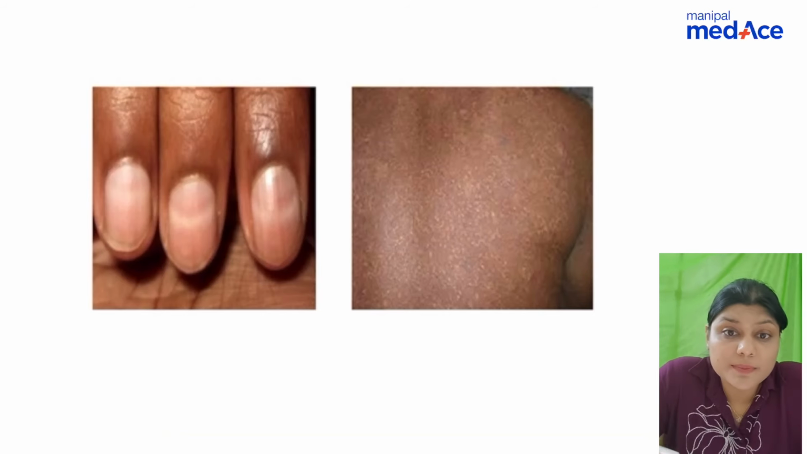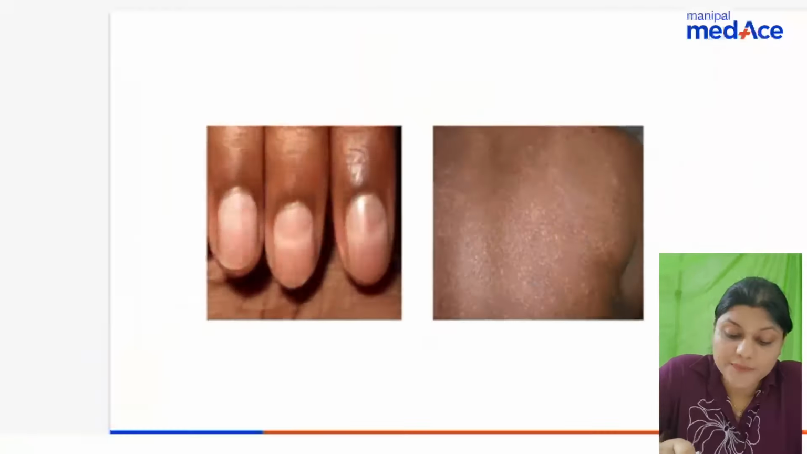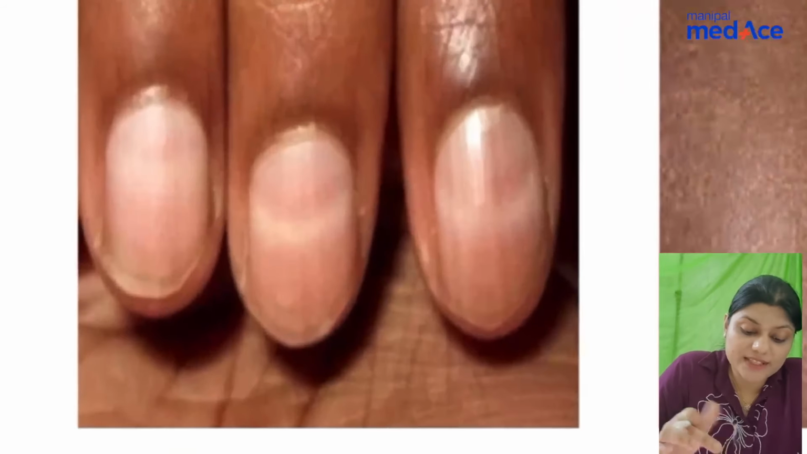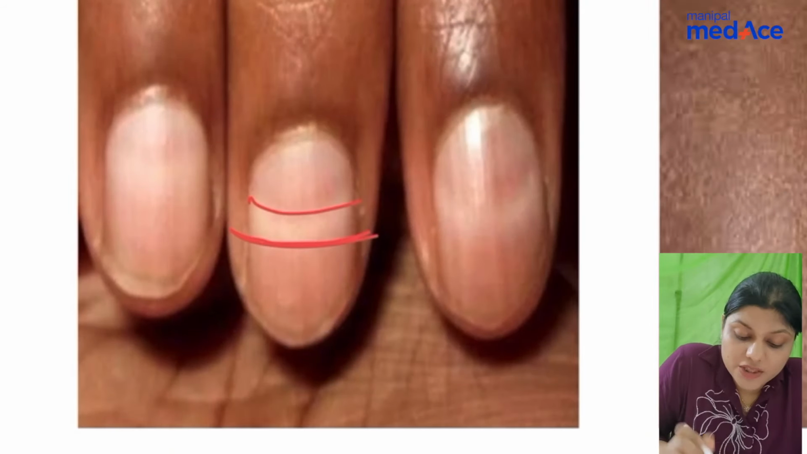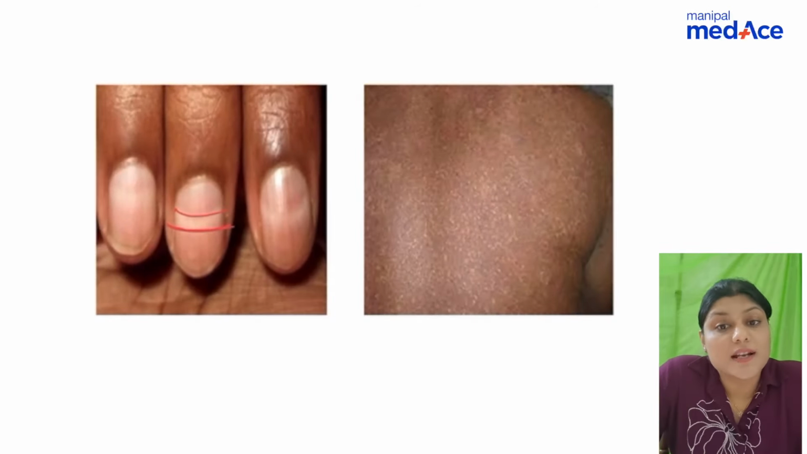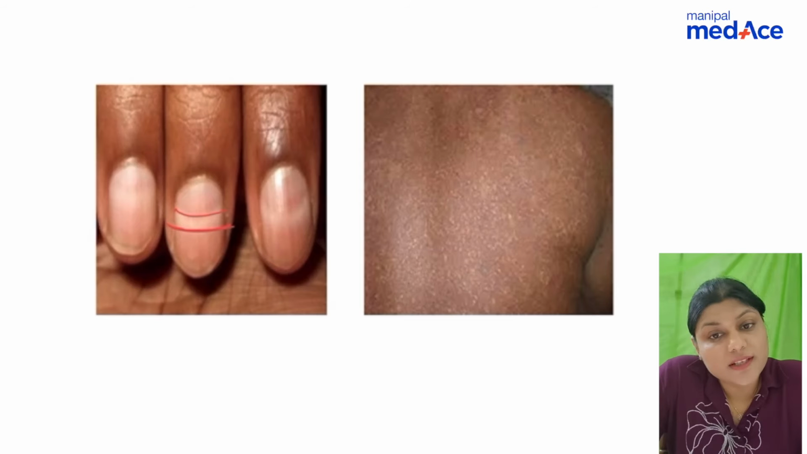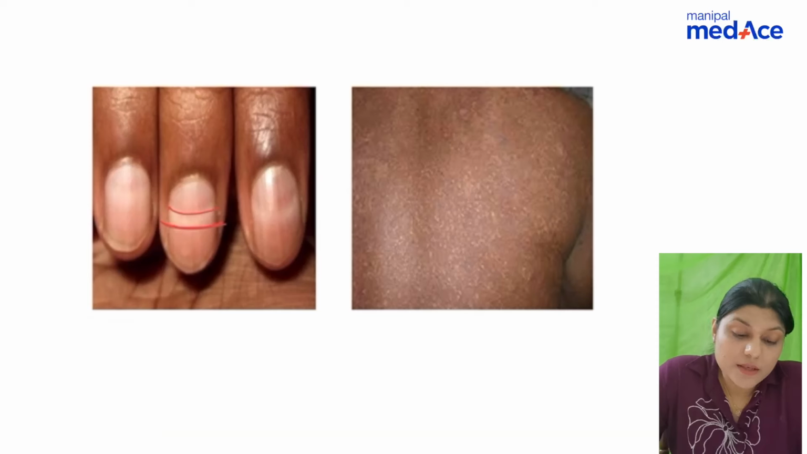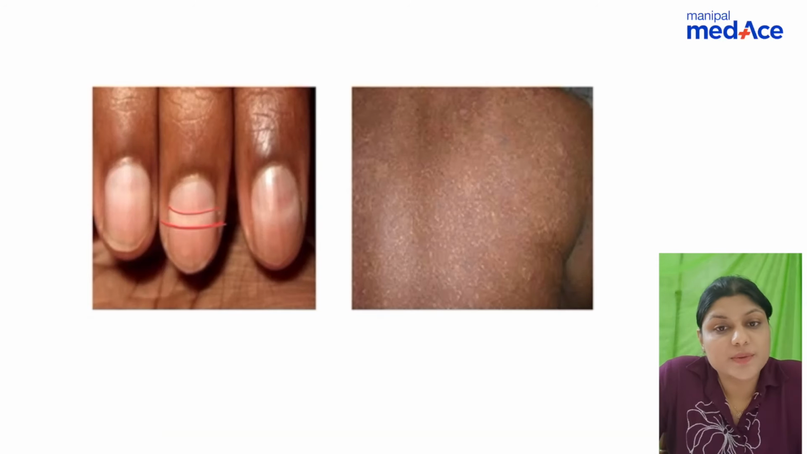There is the presence of hyperpigmentation with a few hypopigmented macules, as you can see over here. Diffuse hyperpigmentation with hypopigmented macules, and here you can see Mees line, a single transverse white band, seen in arsenic poisoning, lithium poisoning, and in cases of renal failure. Whereas Muehrcke's lines, in which there are multiple transverse bands, you can see in chronic hypoalbuminemia.